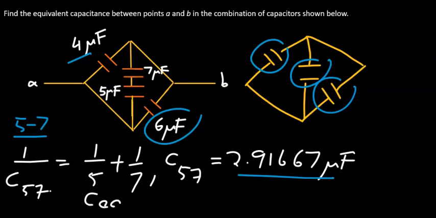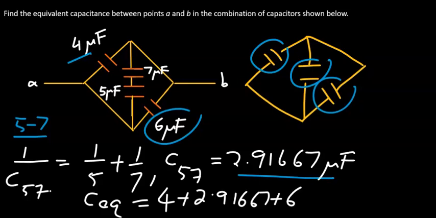So the equivalent capacitance between A and B is simply 4 plus 2.91667 plus 6 microfarad. And the answer is about 12.9 microfarad. And that solves the problem.